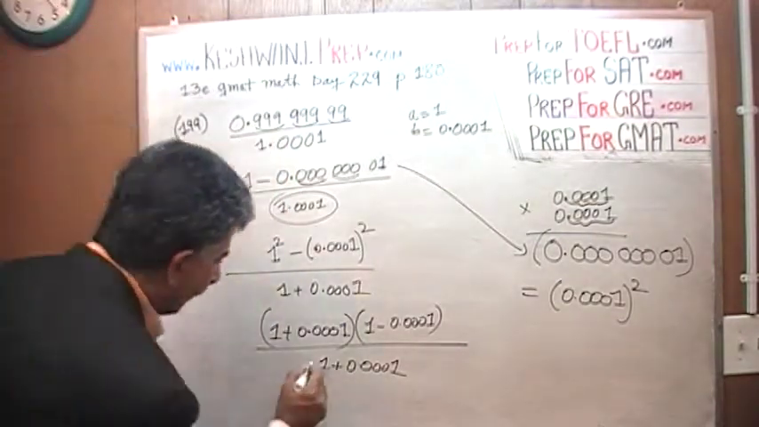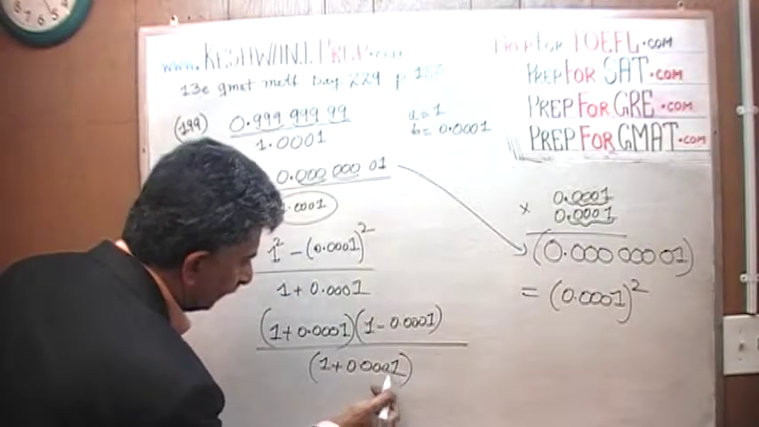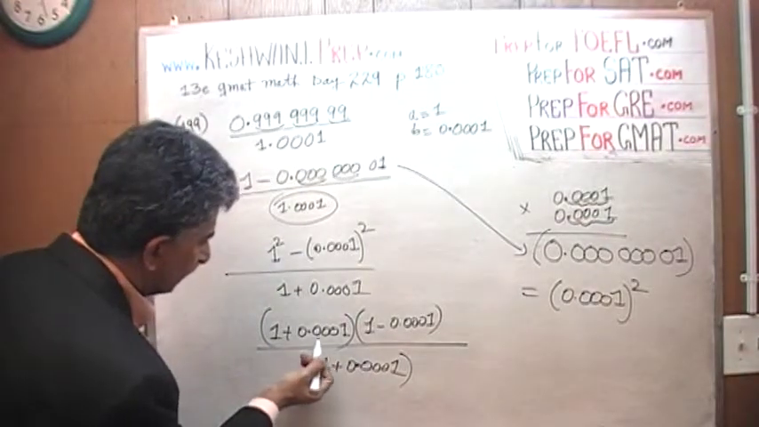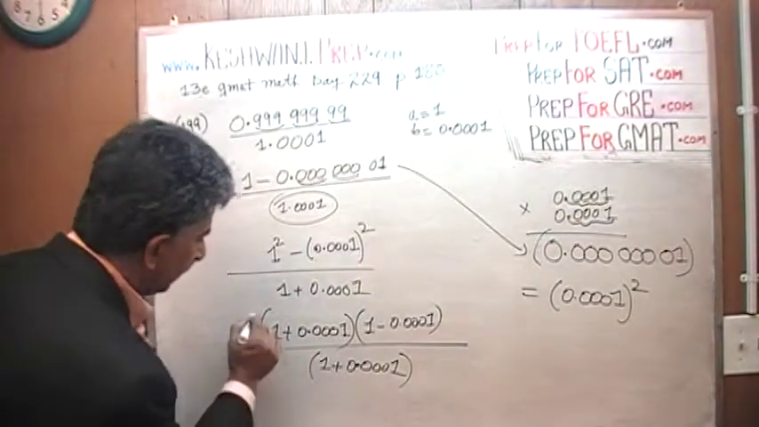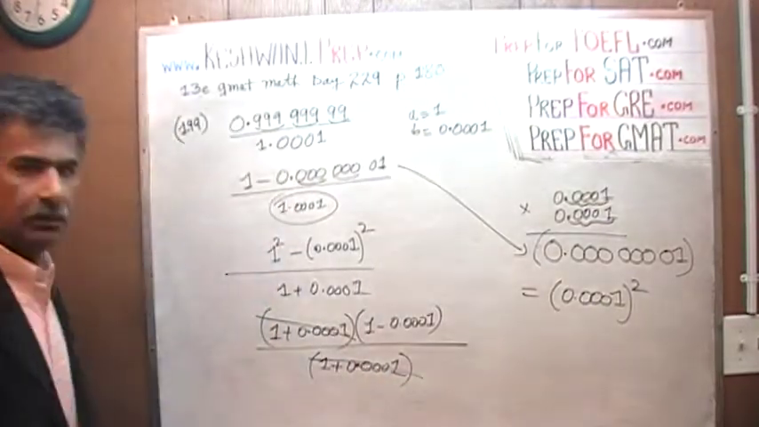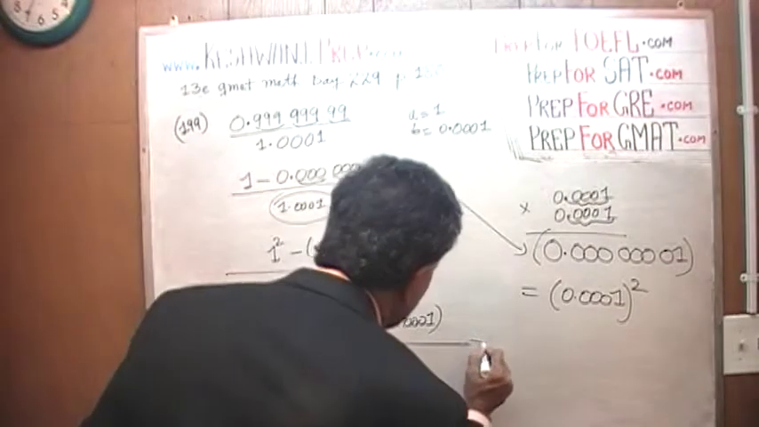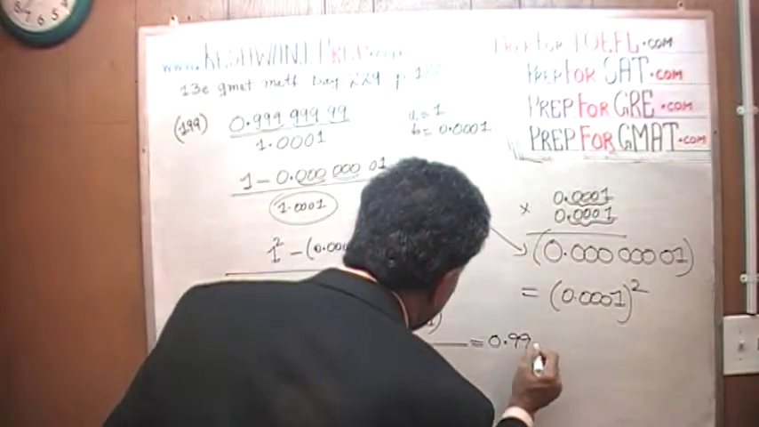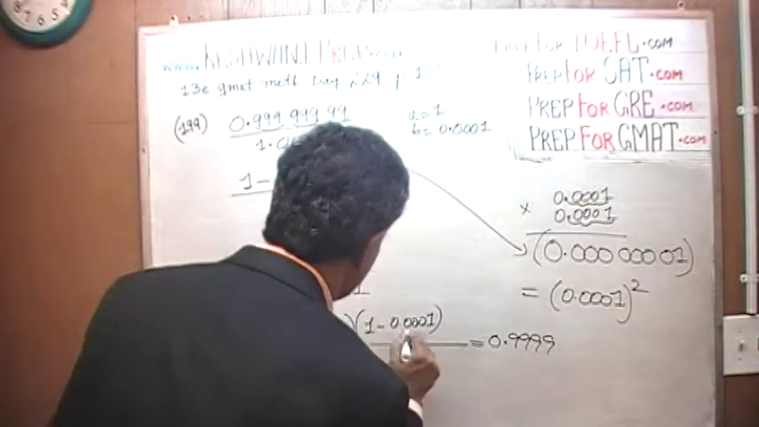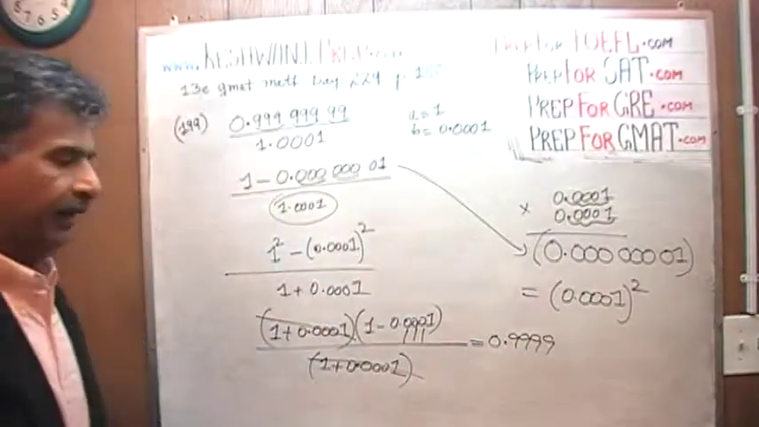So that's it. 1 plus 0.0001 on the bottom, 1 plus 0.0001 on the top, those drop out. That's it. And then 1 minus this quantity is simply going to be 9999. How many nines? 1, 2, 3, 4. There you go. That's that.